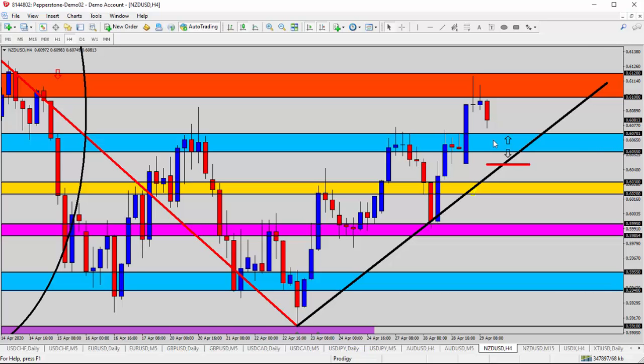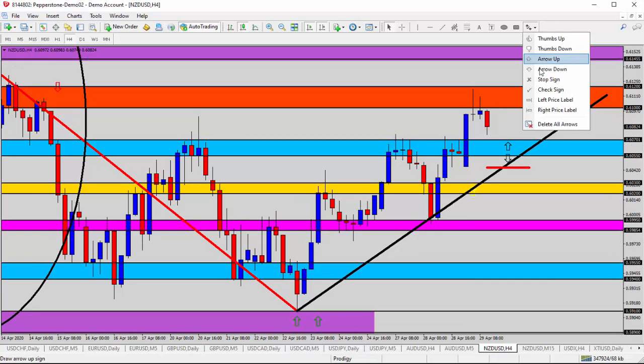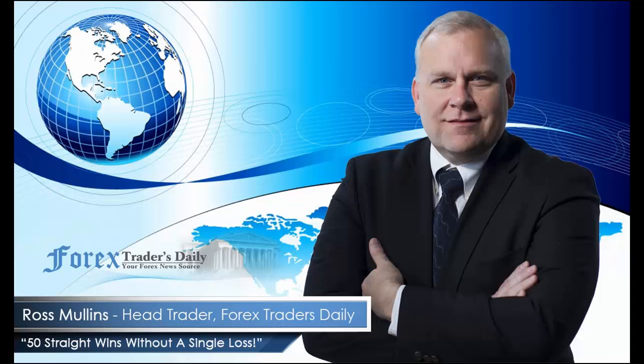Look for an infusion of buy orders, however you're going to do that, and we'll talk about that more in the trade room today. Look for an infusion of buyers stepping back into the blue zone, targeting the orange zone as our first target, or higher if we can get a break of that resistance zone for the New Zealand dollar today.